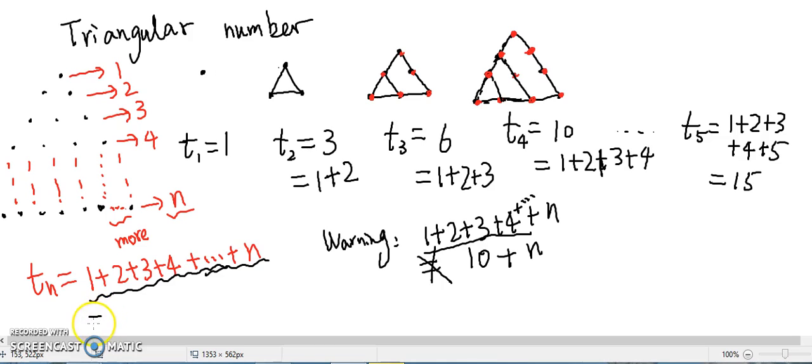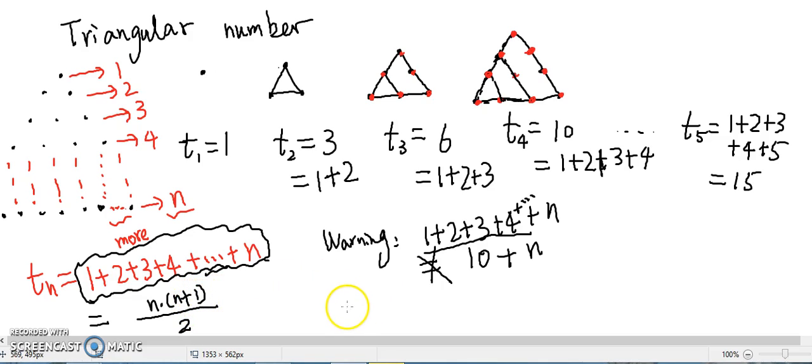But this can be proved. If we want to really add them, if you learned calculus, you know this can be simplified to n times n plus 1 over 2. So that's the formula. In this formula, there are no more dots anymore. So that's going to be much easier. So for example, how do I obtain the first number? Without drawing the graph, I'm just going to plug this into the formula.